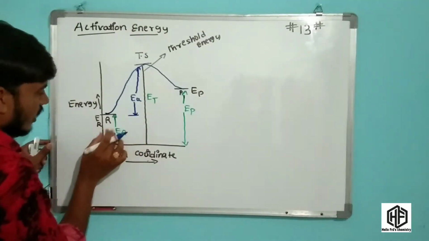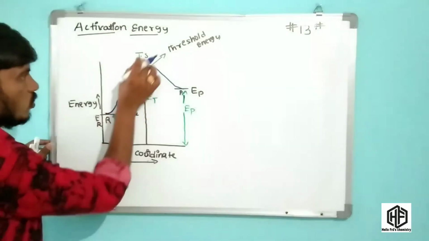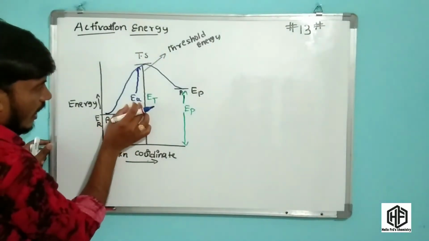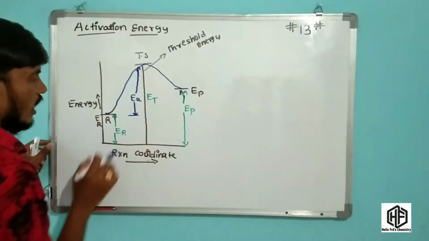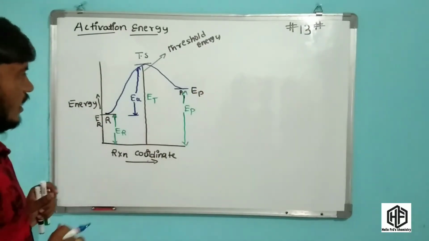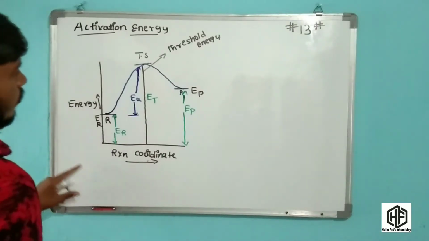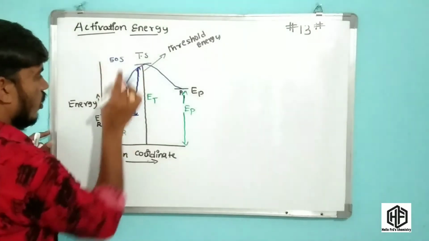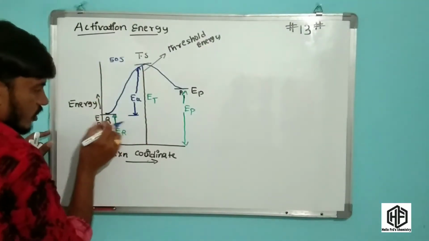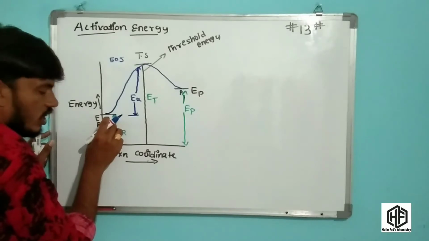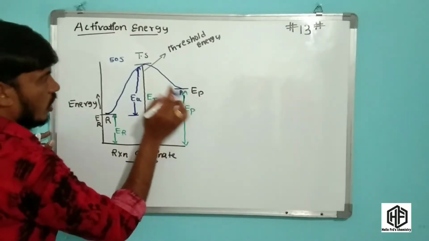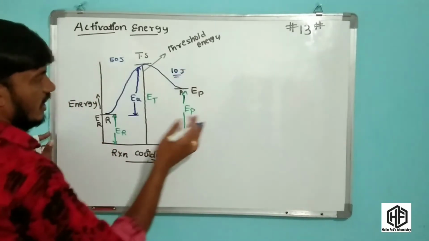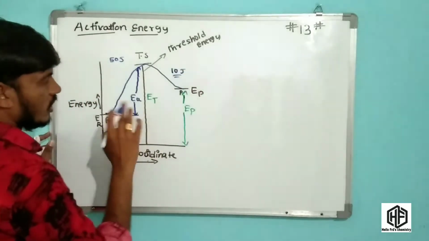Okay friends, the reactants require some energy to cross this transition state or activated complex. This is the activation energy, this is the total energy, and this is the product energy. Now in this graph, what happened, friends? For example, suppose 50 joules of activation energy is gained by the reactants to convert to the products, and 10 joules of energy is released after the product is formed.